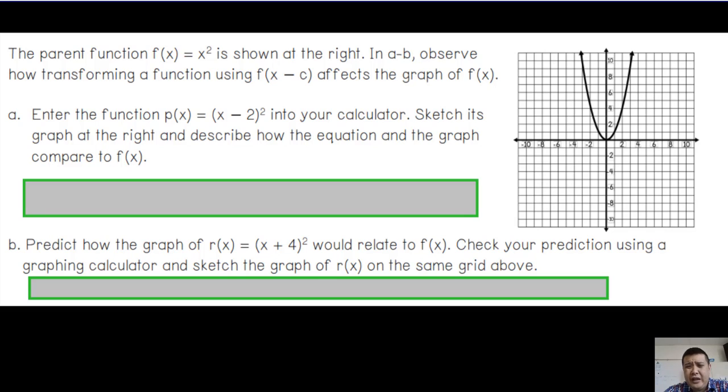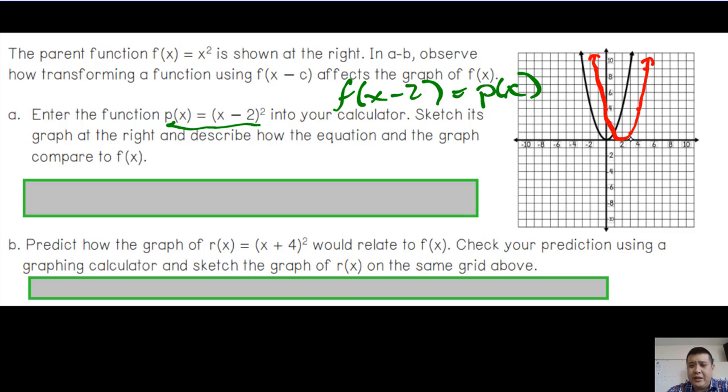The parent function f of x equals x squared is shown to the right. In a through b, observe how transforming the function using f of x minus c affects the graph of f of x. So here we are going to change it by doing x minus 2. So essentially we're doing f of x minus 2 equals p of x. Okay, and p of x is this now. Sketch the graph to the right and describe how the equation and the graph compare to f of x. Go ahead and do that on your own.